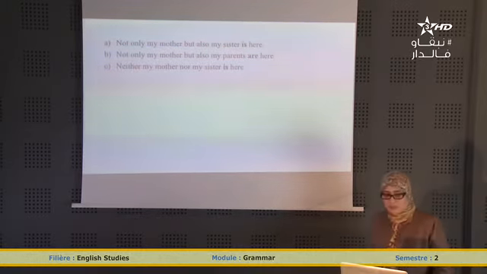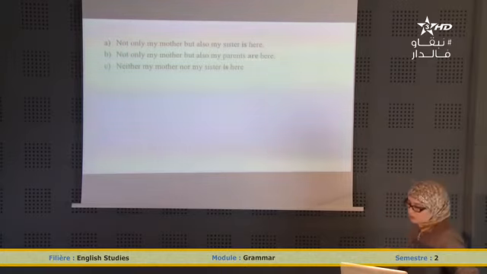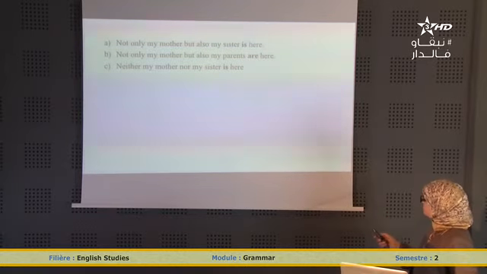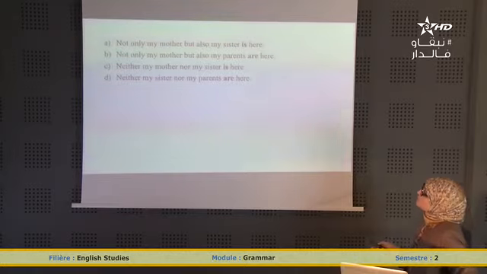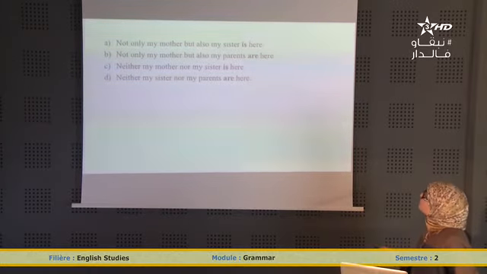Another example is, neither my mother nor my sister is here. So what do we notice here again? We have the verb in the singular, because we have two subjects connected with neither nor, and the verb here is singular. Neither my sister nor my parents are here. Same thing again, my sister and my parents are connected with neither nor, and the verb is plural.